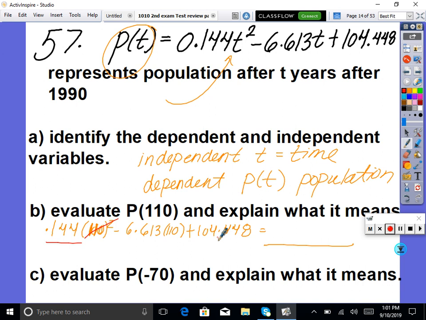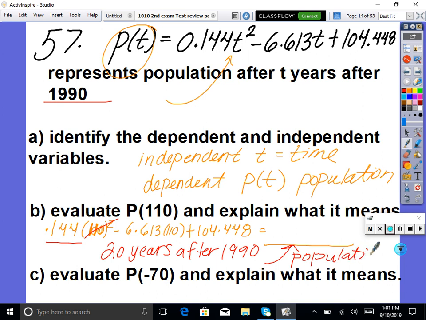So it says, what does it mean? Well, remember 110, for a minute I was almost like, whoa, 110 years, but remember it says it represents the population after 1990. So how many years is 110 after 1990? Well, to get to 100, we're going 10, and then to get to 110, we're going 10 more, that's 20. So you'd say 20 years after 1990, this was our population. So if you got a negative answer, you would know something went wrong. It makes no sense to have a negative population.